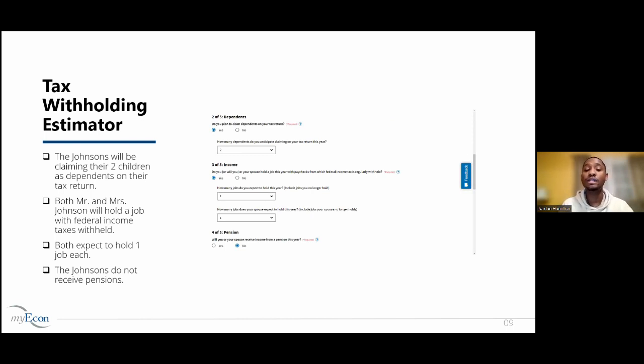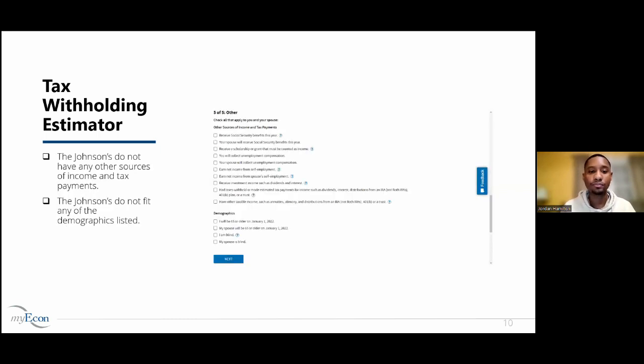How many dependents do you anticipate claiming on your tax return? Remember, there are 2 children. Next, do you or your spouse hold a job this year with paychecks from which federal income tax is regularly withheld? For this, it's going to be yes. How many jobs do you expect to hold for the year? It's going to be 1. How many jobs does your spouse expect to hold for the year? That's going to be 1 as well. And lastly, will you or your spouse receive income from a pension this year? For this particular example, it's going to be no.